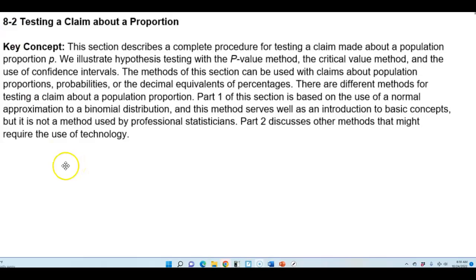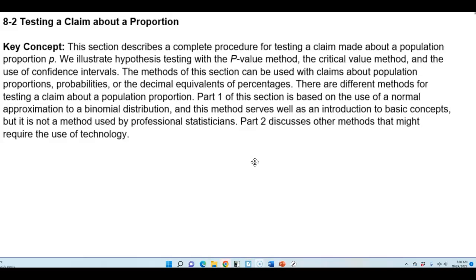Section 8.2. Testing a claim about a proportion. Key concept: this section describes the complete procedure for testing a claim about a population proportion p. We illustrate hypothesis testing with the p-value method, the critical value method, and the use of confidence intervals. The methods of this section can be used with claims about population proportions, probabilities, or the decimal equivalents of percentages.